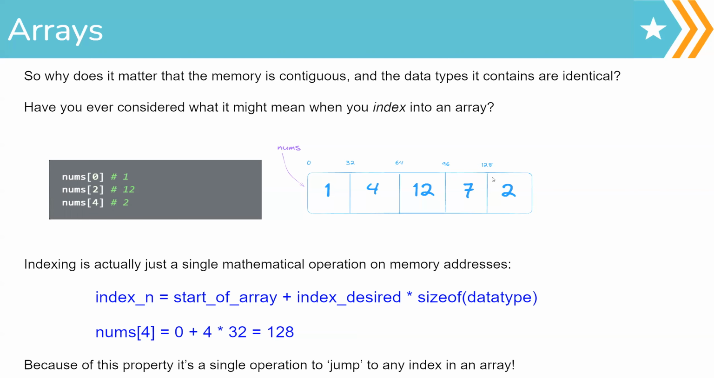Importantly, I didn't have to look at all the elements in between, because the guarantee of being contiguous and the guarantee of the same size for each item means that I can jump to any index in the array instantly. So let's really hover on that for a second. Does that make sense? Questions?